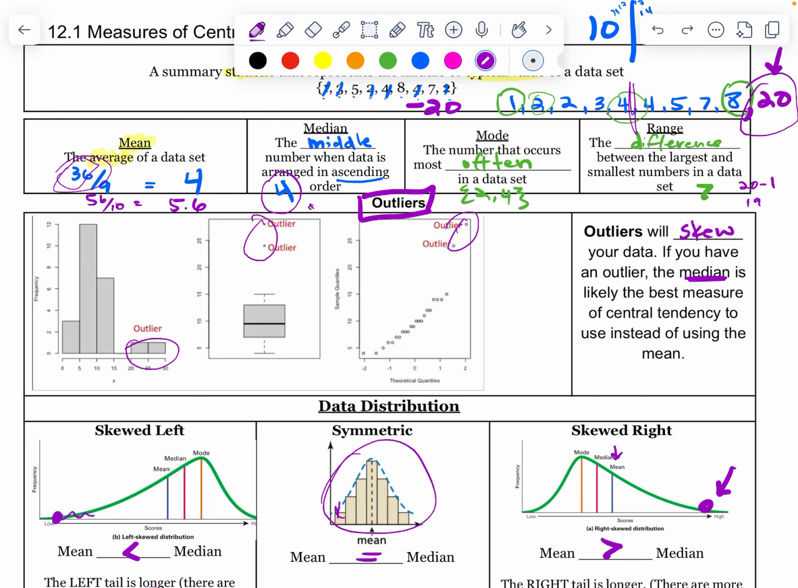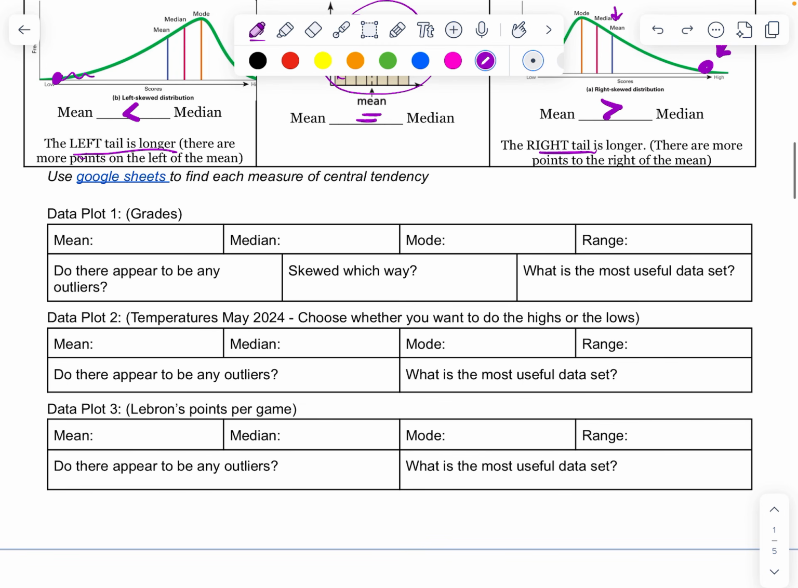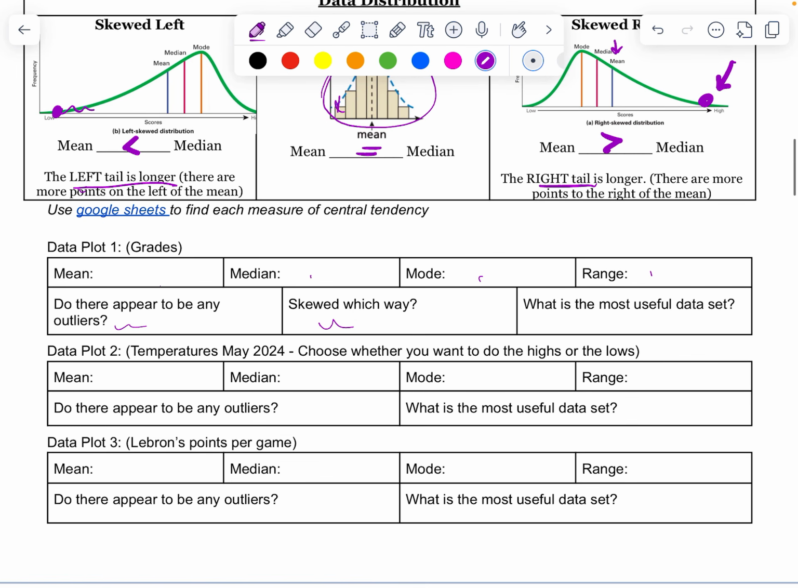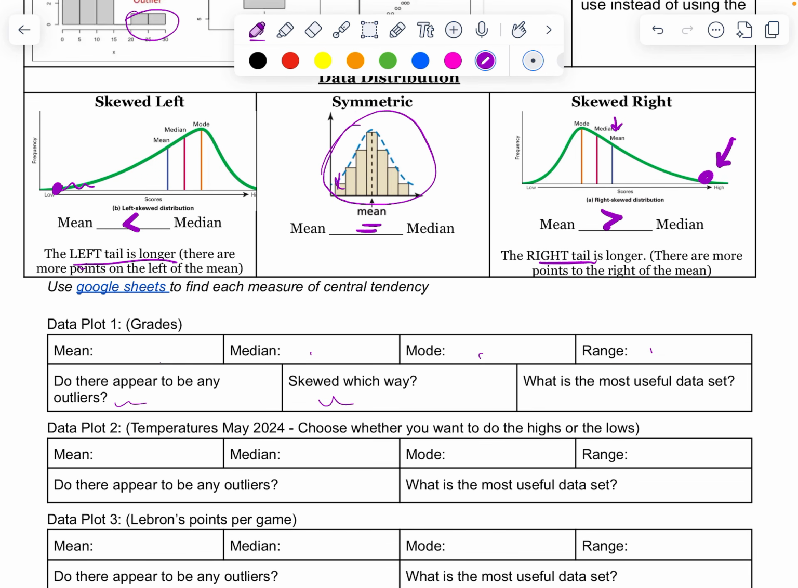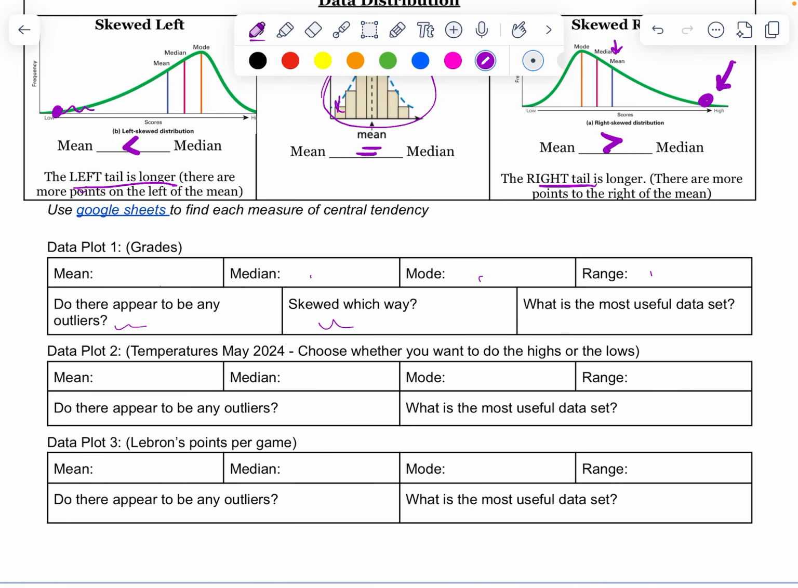So in the real world, you don't have to find mean, median, mode, and range on your own very often. You need to be able to read these. You need to be able to create these with big data sets. So what you are going to do is, I have made a Google Sheet with grades, attempts, and the Bronny points per game so far this season. You are going to use Google Sheets to find the mean, median, mode, and range, and then answer these questions. Do there appear to be any outliers? If so, which way would it skew the data? So, what is most useful in the data set? Are you going to want to use mean, median, mode, or range?